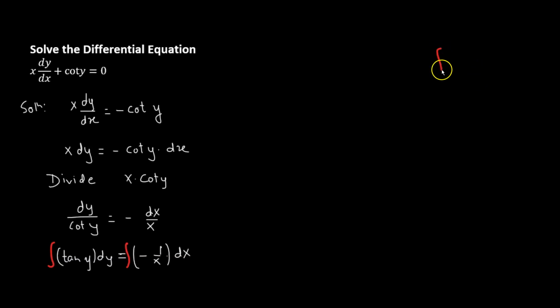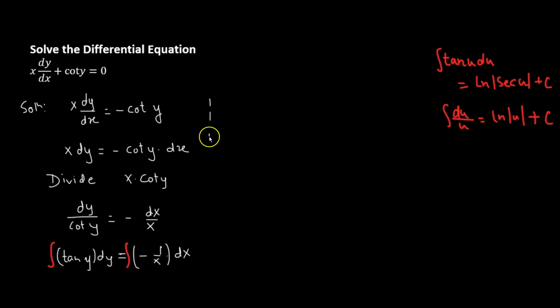So here we're going to use the formula that the integration of tangent of u du equals the natural log of the absolute value of secant of u plus the constant of integration c. And for the integration on the right hand side, we have du over u, which equals the natural log of u plus the constant of integration c. So let's perform the integration.